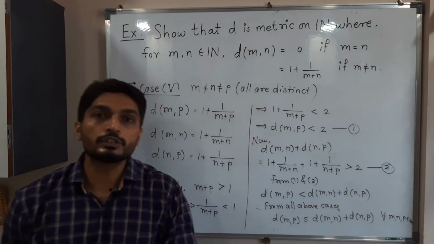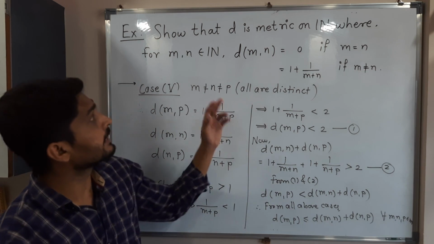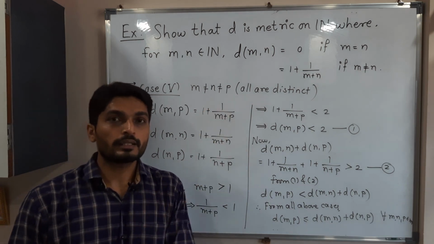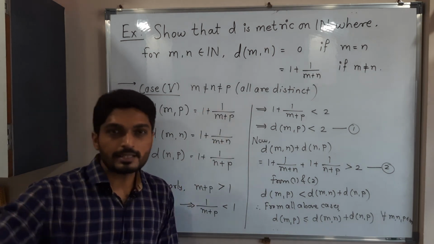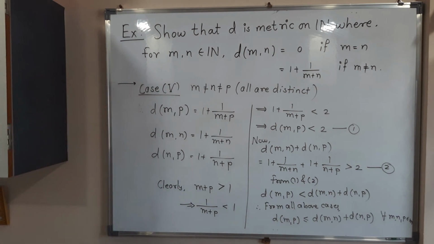So the fourth condition is also satisfied. So all conditions are satisfied. That's why we can declare d is a metric on N. So I expect that you should write just the last sentence there in your notebook. That is, you can declare d is a metric on N, and we will stop. Make a screenshot of it, and after that we will stop. Thank you.